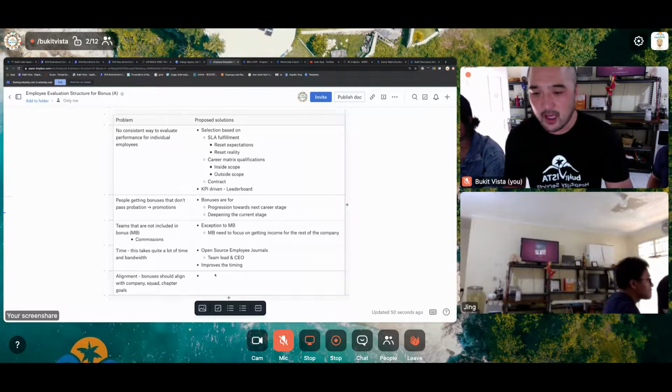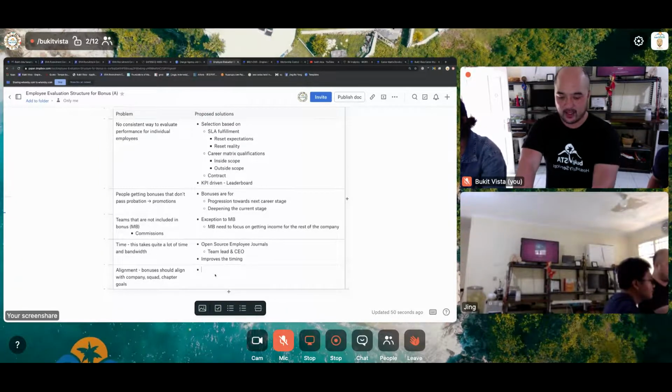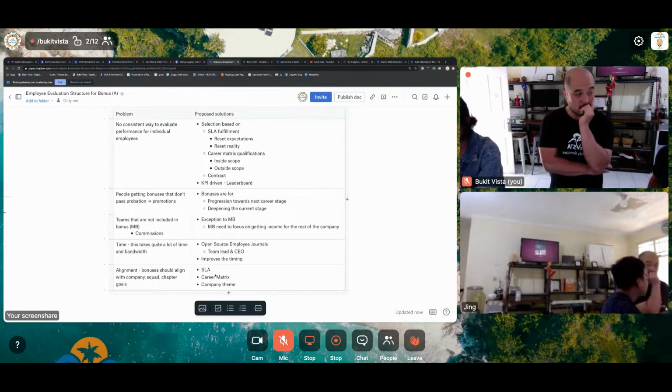All right, alignment. How do we get that alignment? We get pretty much the same thing, right? It's SLA and career matrix. Company thing. The bonuses also vary with the month. They depend on what month it is, and depend on the seniority.